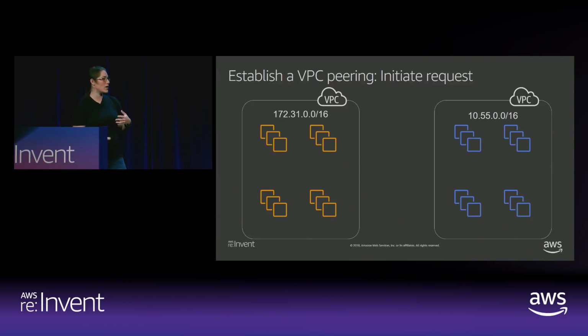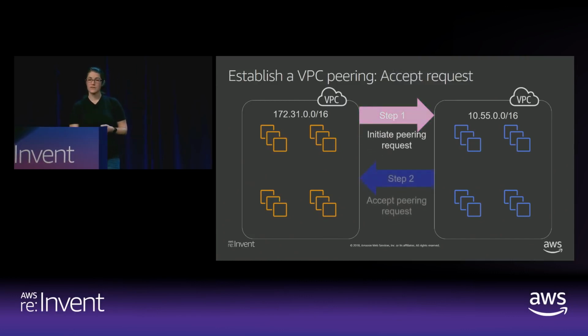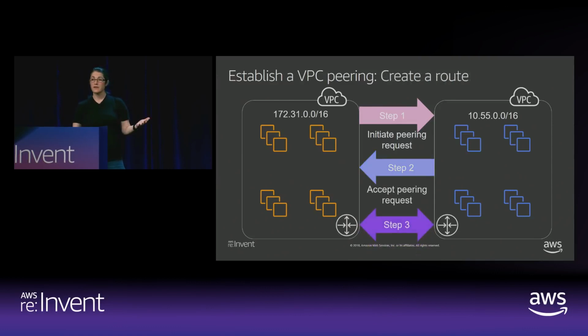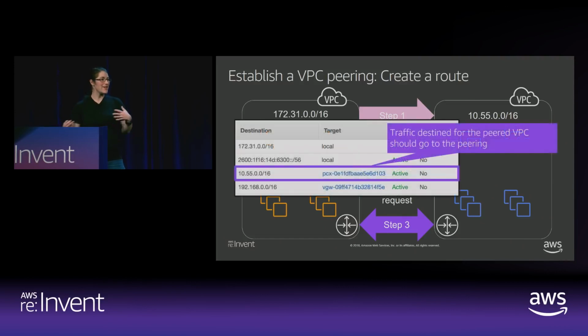We don't want one person to just be able to connect two VPCs. So there's a bit of a handshake here. Both sides have to agree. Pretty straightforward. One side asks, the other side agrees. And at that point, the peering connection is set up. The only thing that needs to be done to actually get it to work is that both sides need to set up a route to send traffic that looks like it's destined for the other VPC to that peering connection.